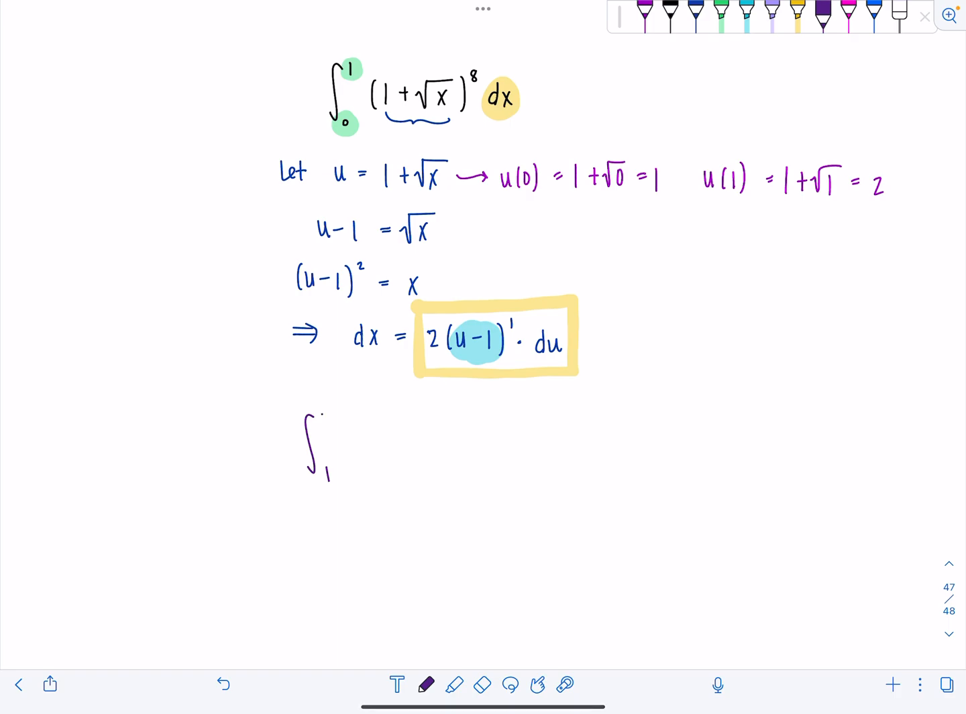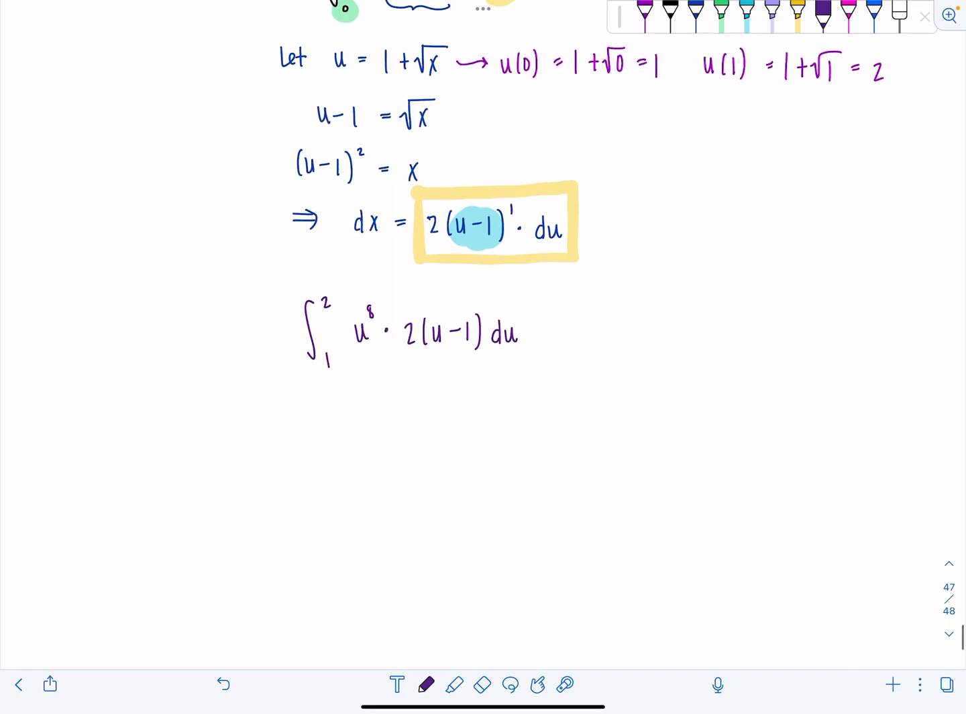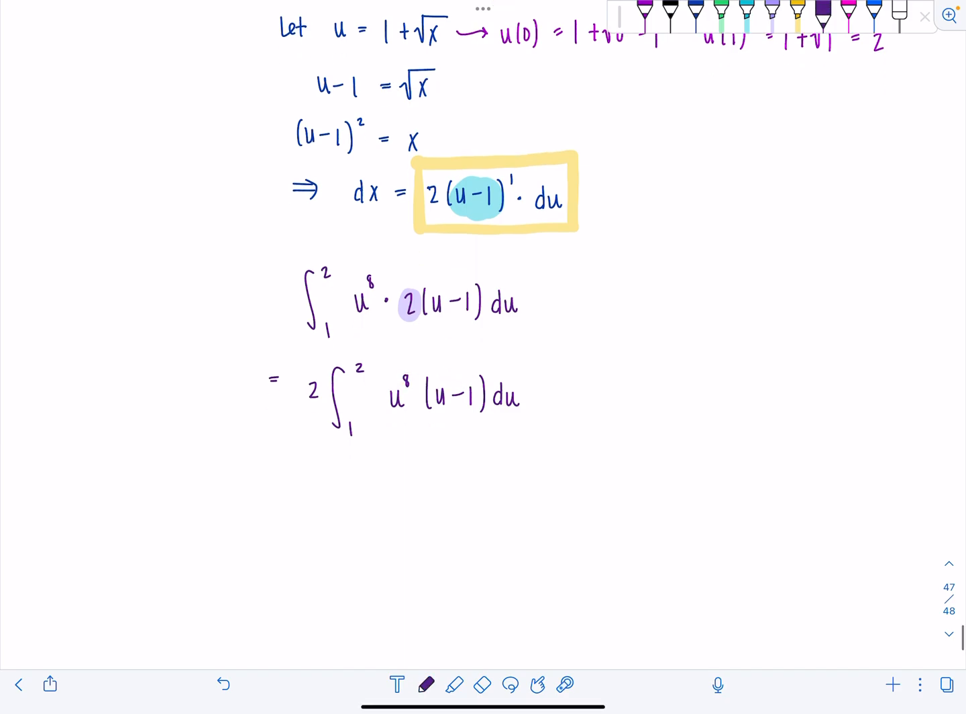It's going to go from 1 to 2. Instead of (1 plus x) to the 8th, I have u to the 8th. And then instead of dx, I have 2 times u minus 1 du. Okay, so lovely. Now, let's just take that constant outside. Which constant am I talking about? This one. Take it outside the integral so it's not bothering us and we can focus on what's going on. 1 to 2, u to the 8th, u minus 1 du. Oh, this is much better. I can easily distribute this and then anti-differentiate and I'm home free.